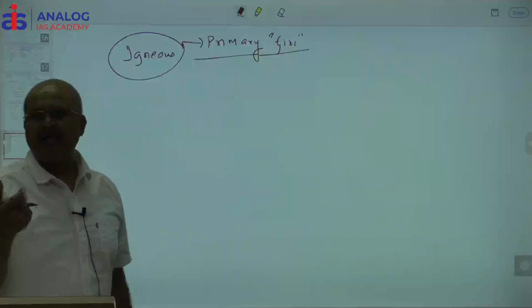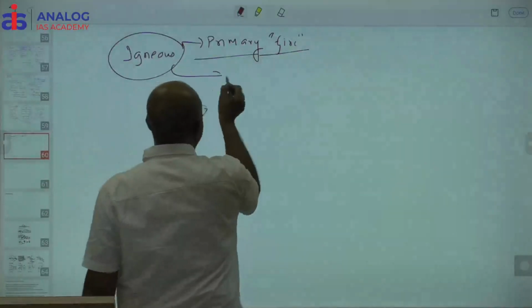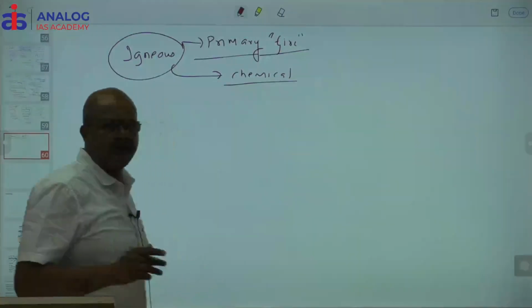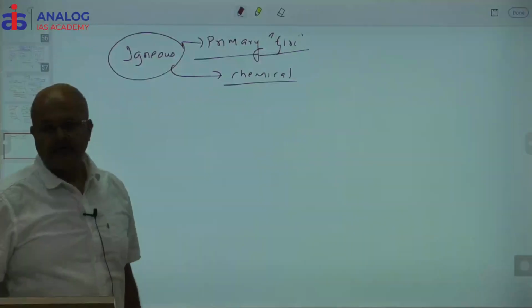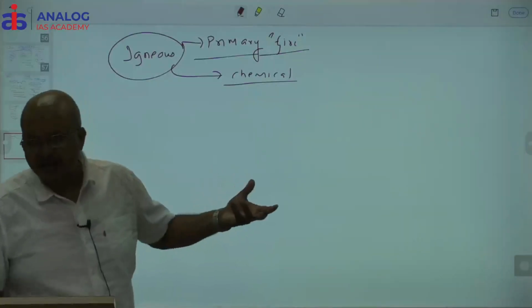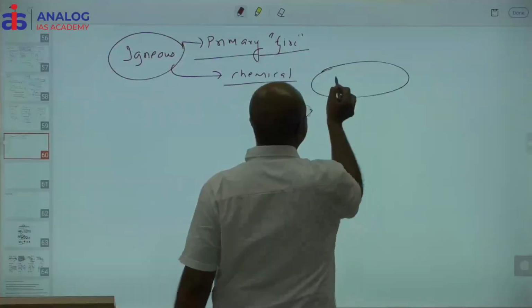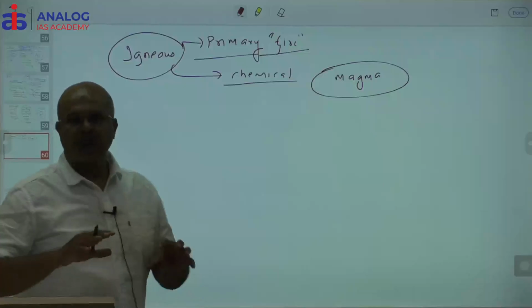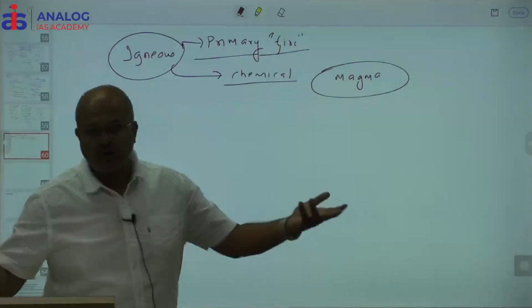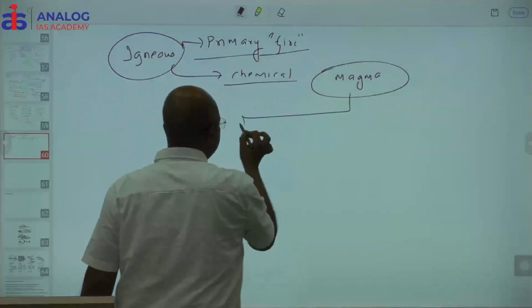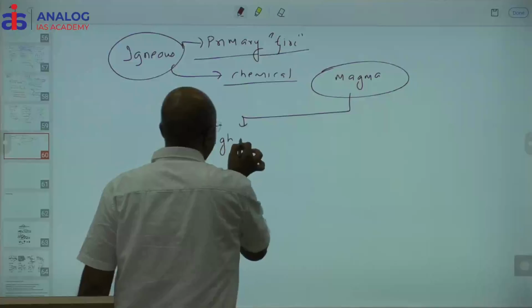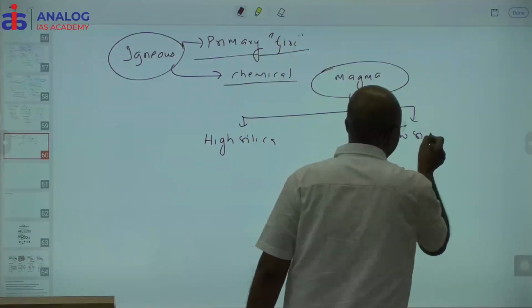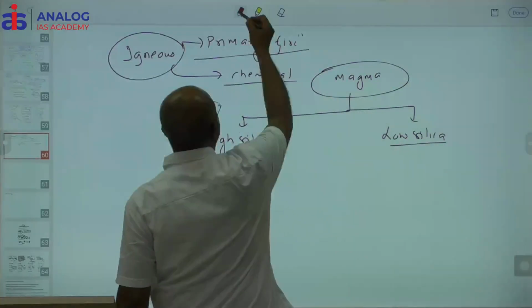Now, based on their chemical composition, these rocks are classified into two major categories. Chemical composition means chemical composition of magma, because this magma solidifies and becomes lava. Now, for magma we have to compare silica, high silica or low silica. So, based on the magma, if it has a high proportion of silica or a low proportion of silica. Now understand here.